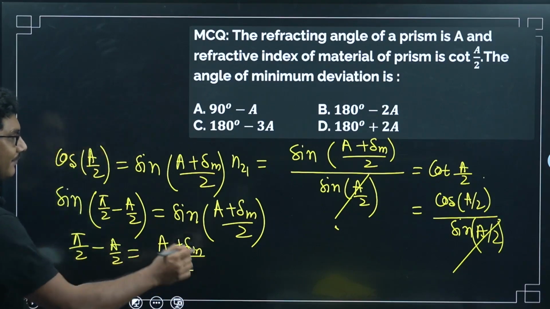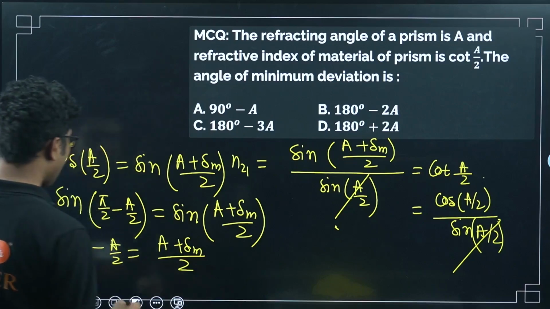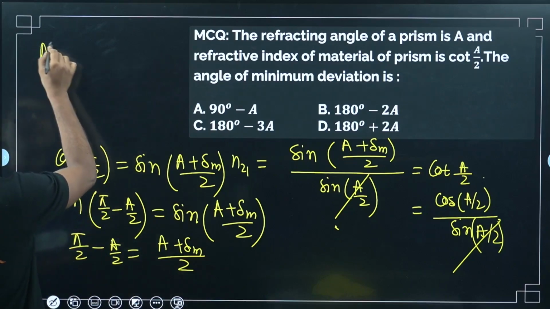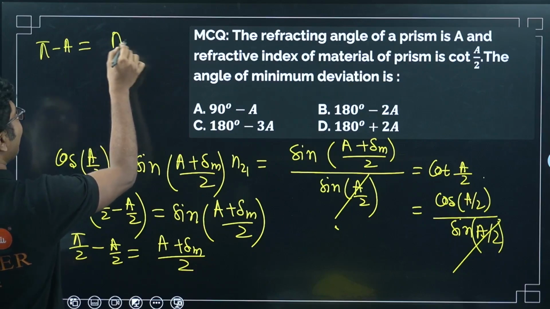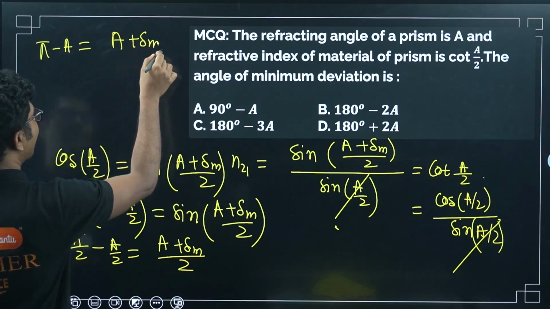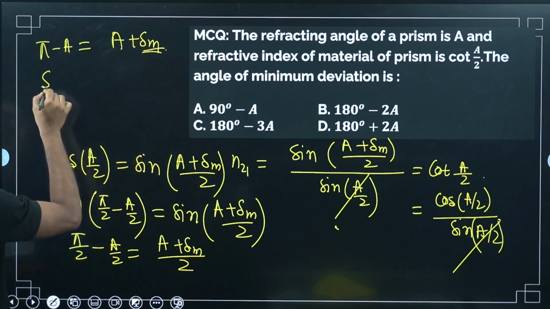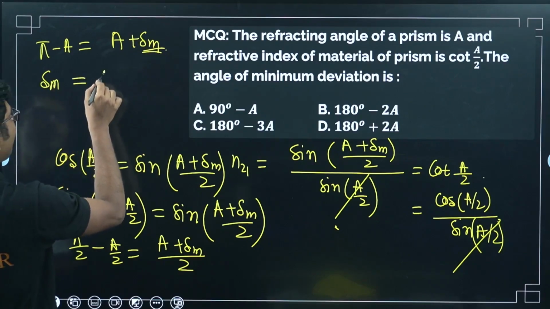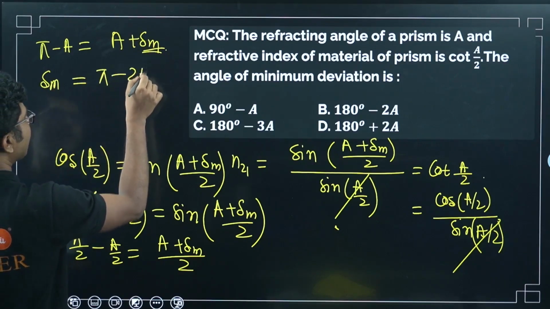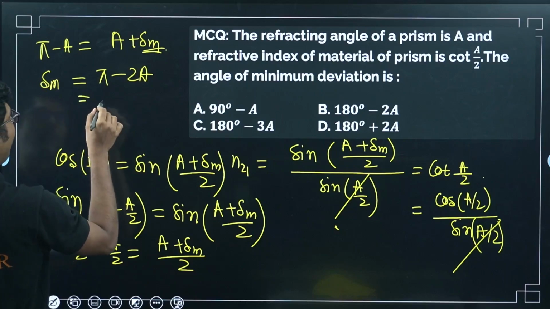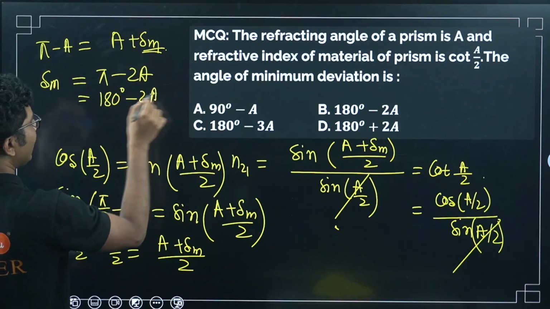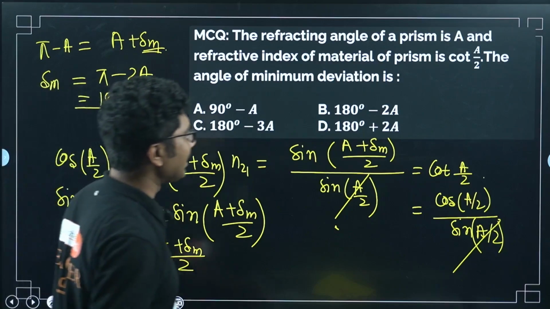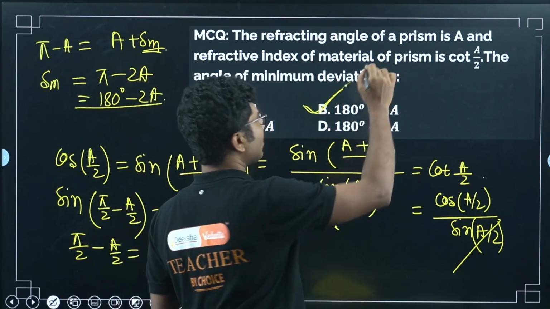Now 2 is a divisor in all the cases, right? So what we will do, we will write this as pi minus A equals A plus delta m. Now we have to find the value of delta m. So delta m is equal to pi minus 2A. Pi means 180 degrees. So 180 degrees minus 2A is the angle of minimum deviation. So the correct answer is option B.